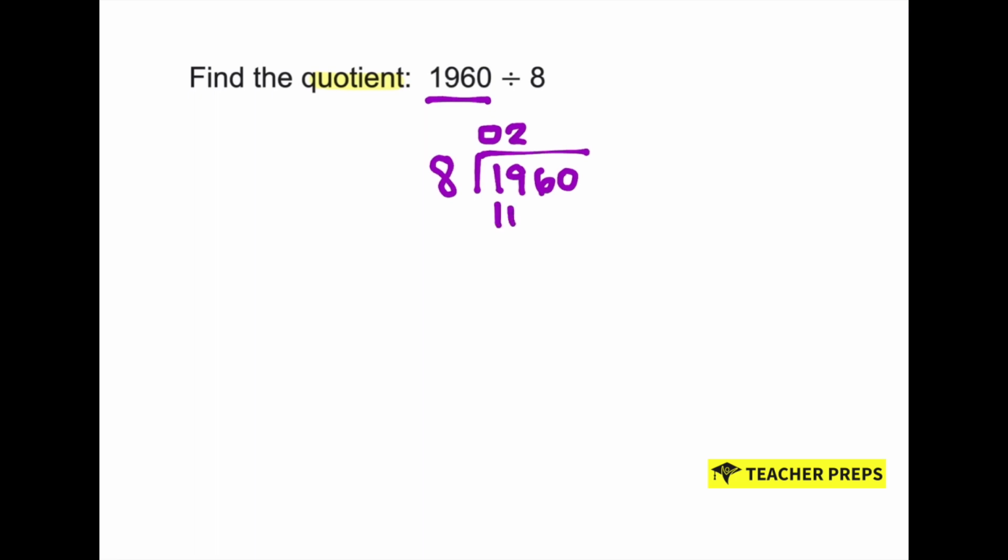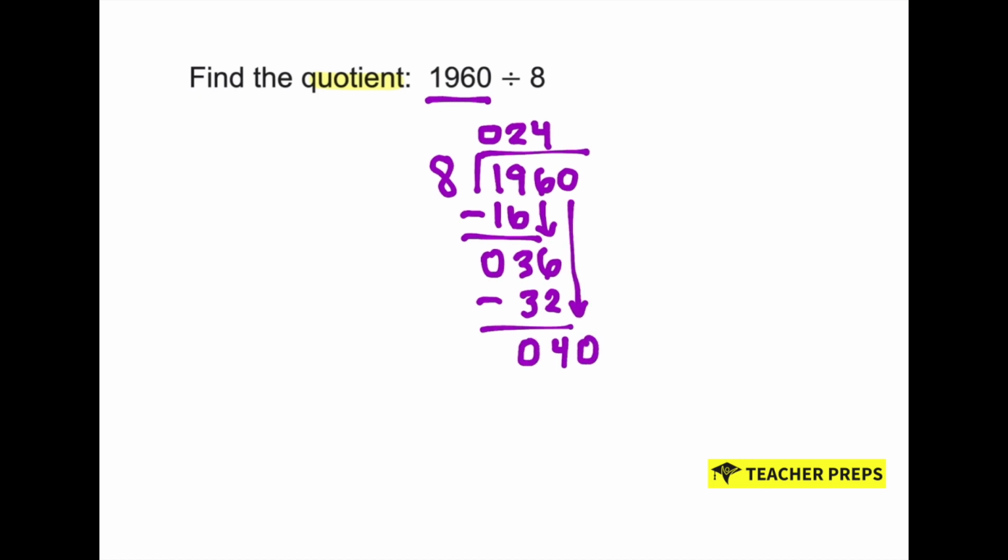8 times 2 is 16, and we're going to write that below the 19 and then subtract. 9 minus 6 is 3, and 1 minus 1 is 0. Bring that 6 down, and now we're looking at how many times can 8 go into 36? 8 goes into 36 4 times, because that's 32. 8 times 5 is 40, which would be too much. So now we subtract: 6 minus 2 is 4, and 3 minus 3 is 0.